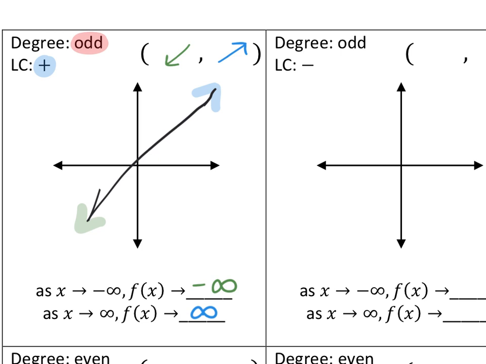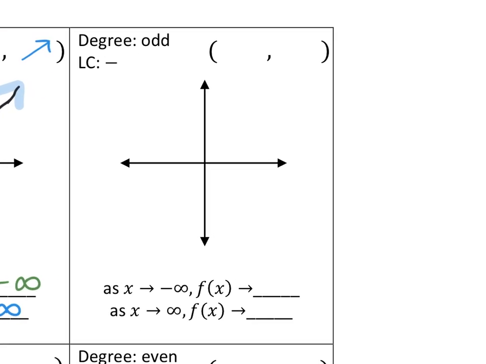Now let's switch it up a little bit. This time, we still have an odd polynomial, so the degree is some odd number, but my leading coefficient is negative. What does that mean for my graph? It's going to be going down. So the leading coefficient controls the right side. My right side will be going down because the leading coefficient is negative.